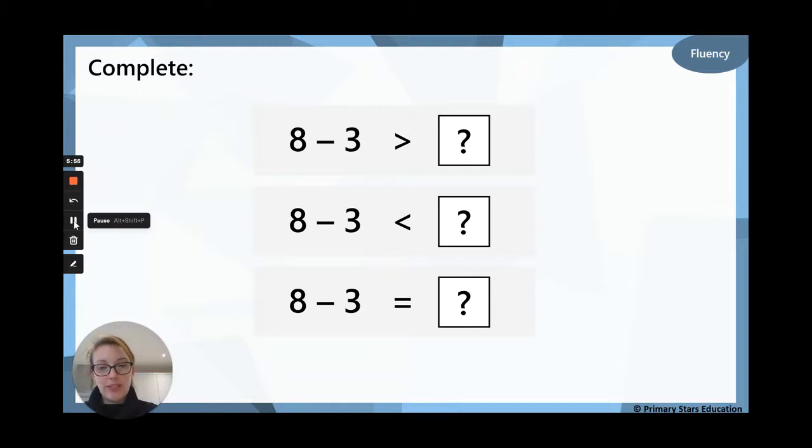Okay, so I'm going to give you a little challenge now, and that is to solve these 3 problems. So 8 take away 3 is greater than something, 8 take away 3 is less than something, 8 take away 3 is equal to something. So you can use objects that you have at home. You can use the tens frames that we put in your home learning packs to help you as well, and see if you can find a number that could go in each one of these boxes. So I'll just show you an example of how you could solve this problem.